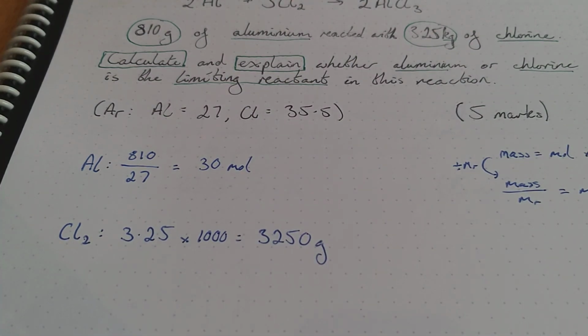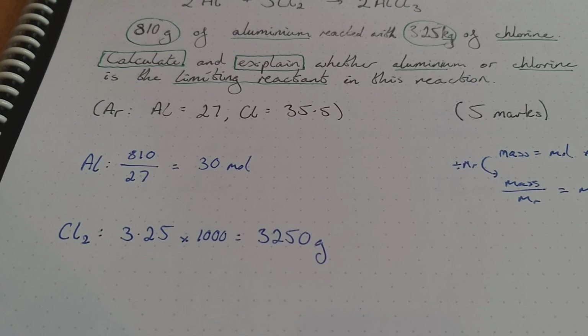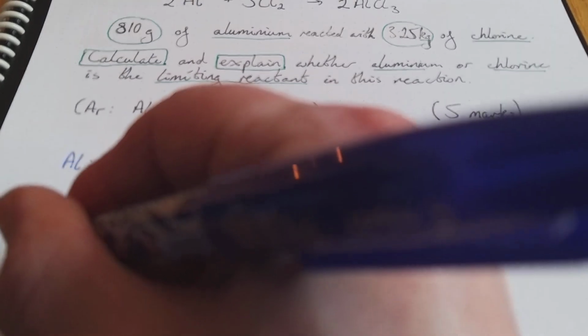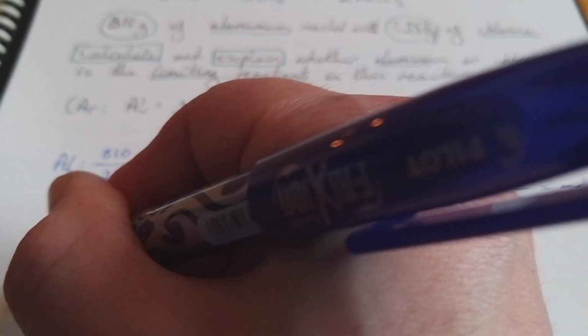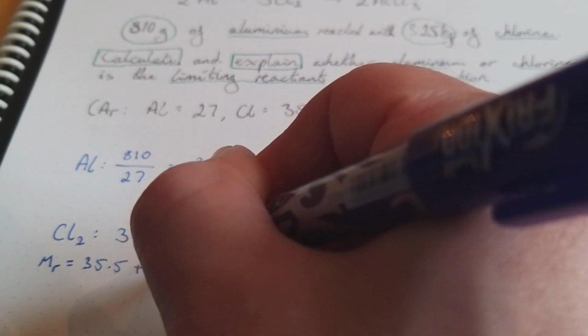Now we've got it in grams, we can divide it by the Mr to work out the number of moles. Okay. However, we do need to work out the Mr of chlorine because it's Cl2. So the Mr of chlorine will just be 35.5 plus 35.5.